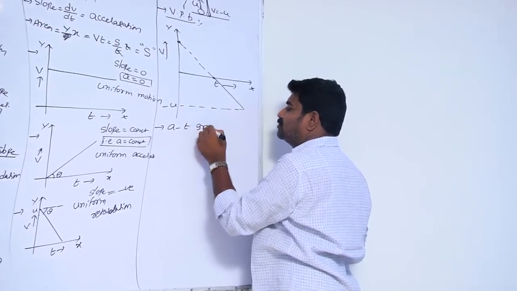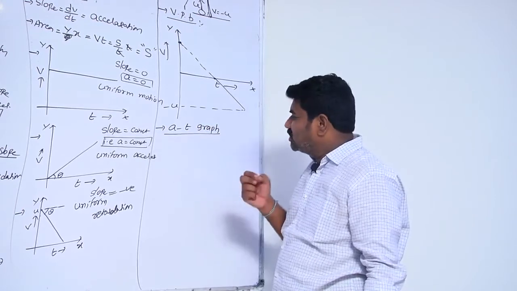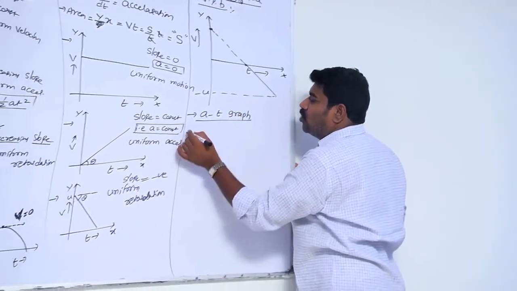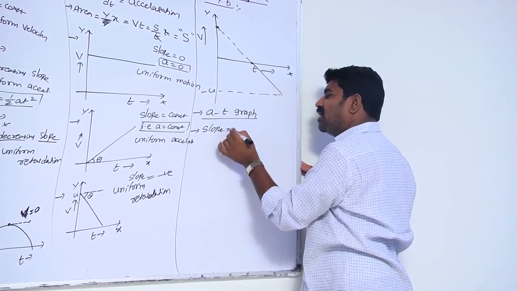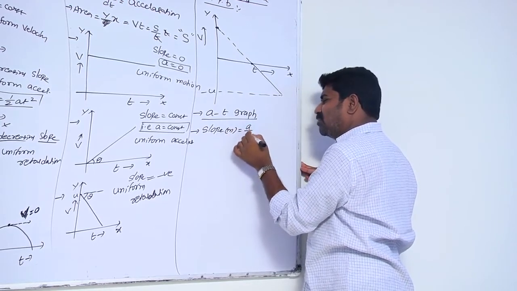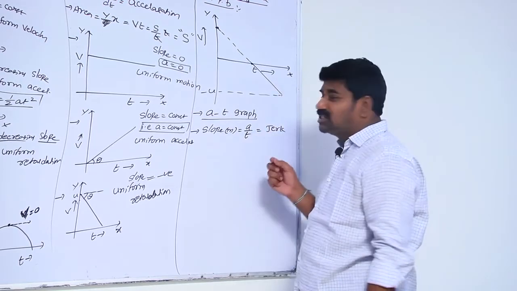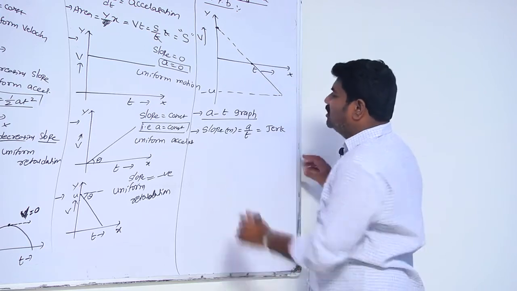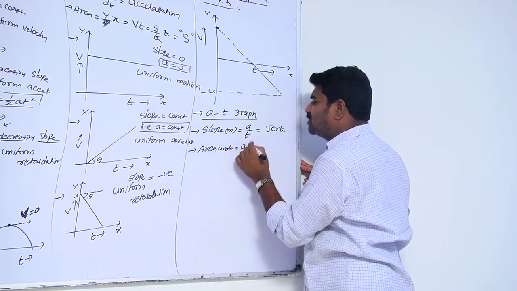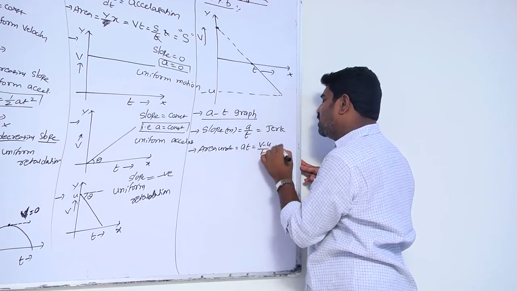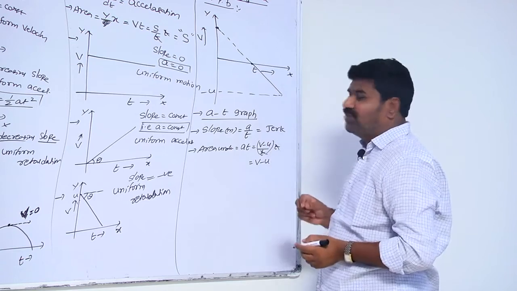Next, acceleration-time graphs. Here time is taken along the x-axis and acceleration along the y-axis. The slope of the graph is tan theta, that is a by t, which gives the jerk. Acceleration per unit time is called the jerk. Area under the graph is a into t, that is (v minus u) by t into t, t and t cancel, that is v minus u, which gives the change in velocity.